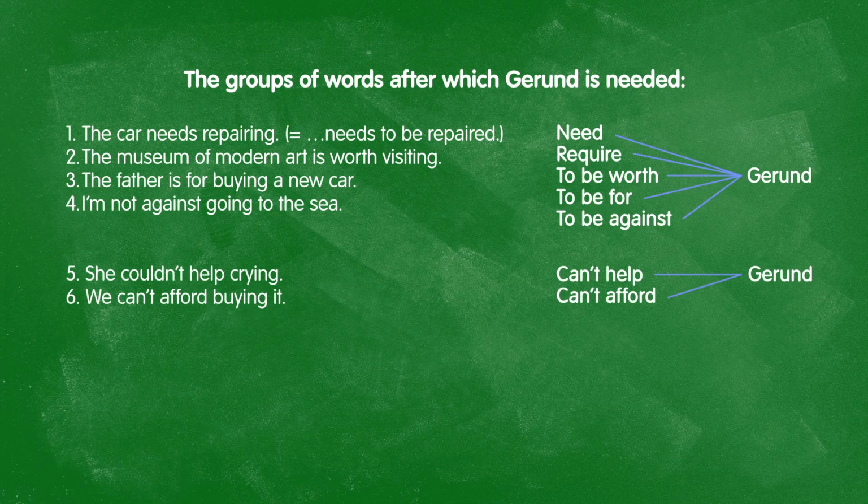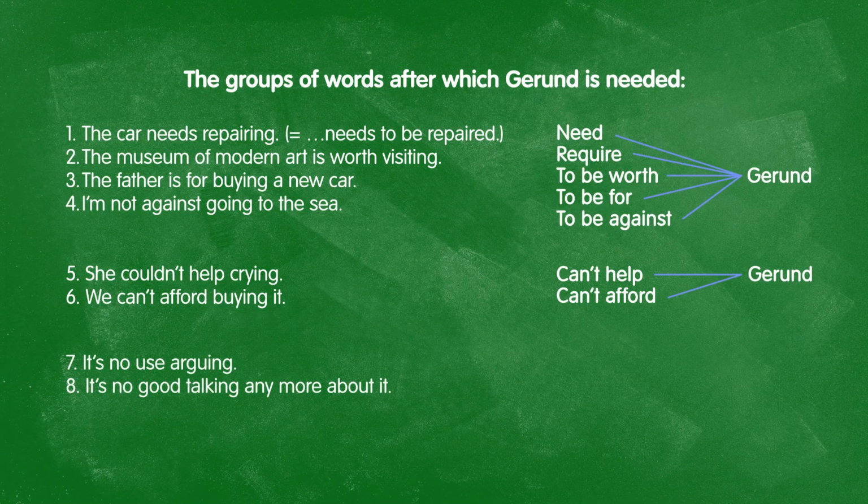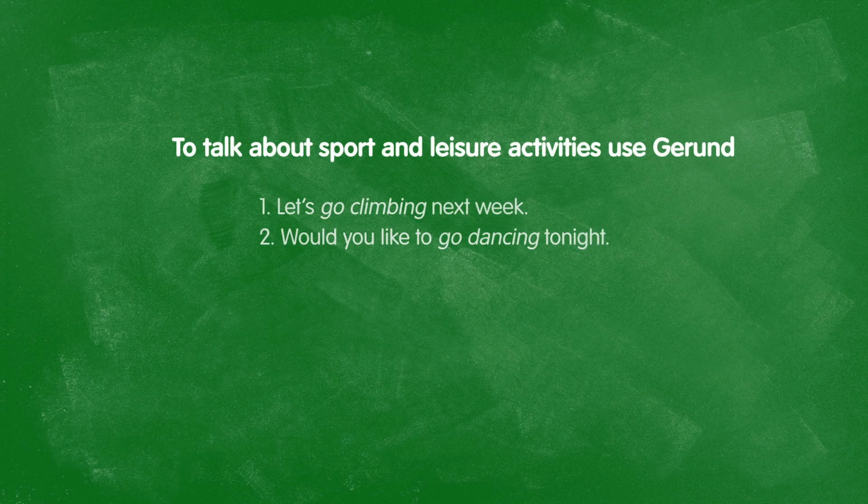Also, she couldn't help crying, or we can't afford buying it. Here, the phrases can't help or can't afford are likewise used with a gerund. And one more set, it's no use arguing and it's no good talking any more about it. The phrases it's no use, it's useless, and it's no good are all also used with gerunds. Next, we use gerunds very often to talk about sport and leisure activities as well. For example, let's go climbing next week. Or another example, would you like to go dancing tonight?